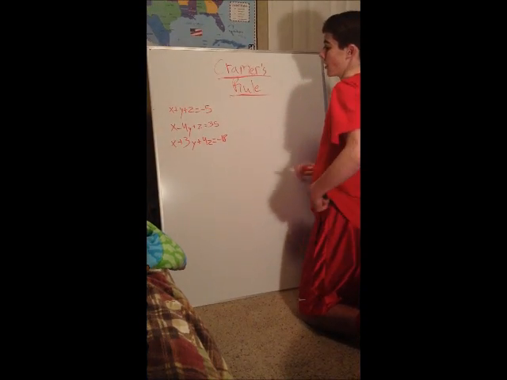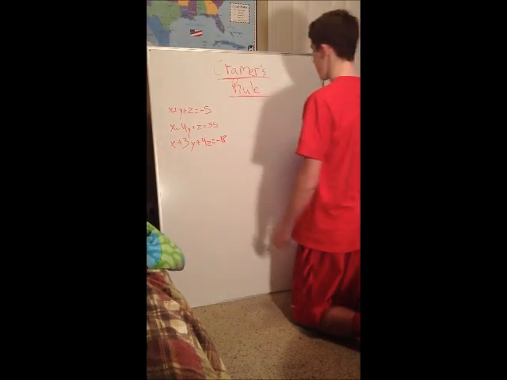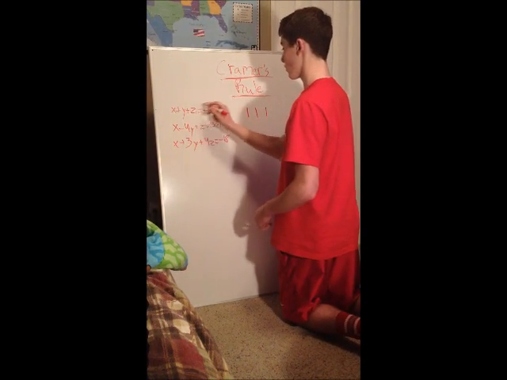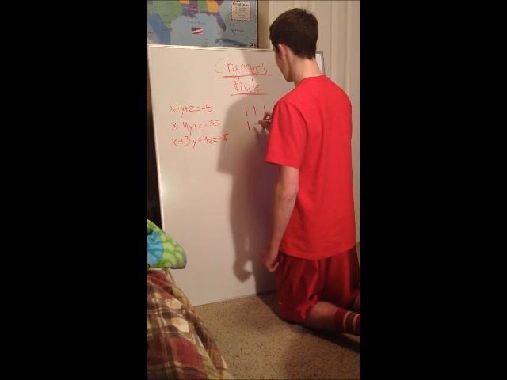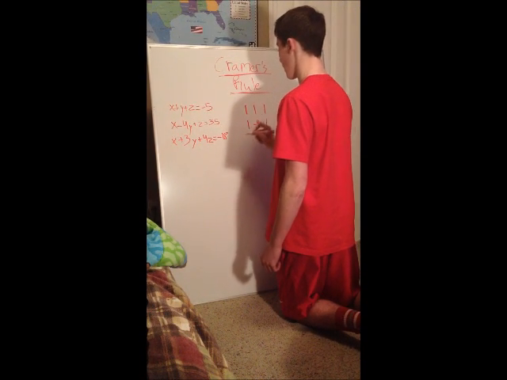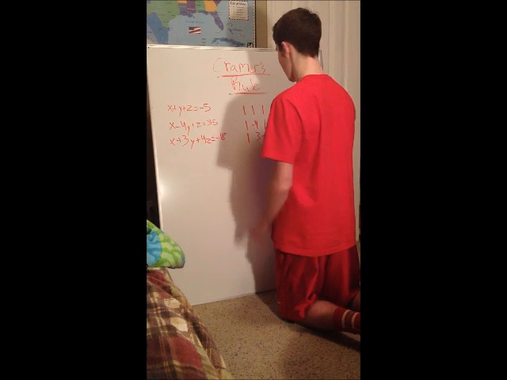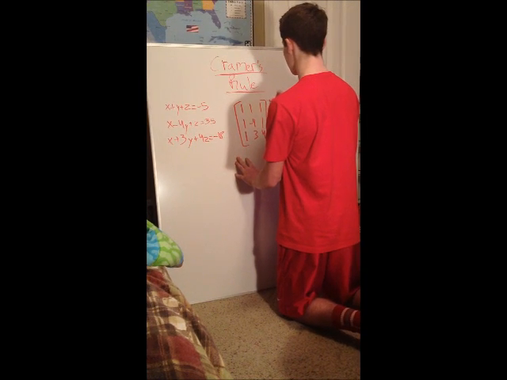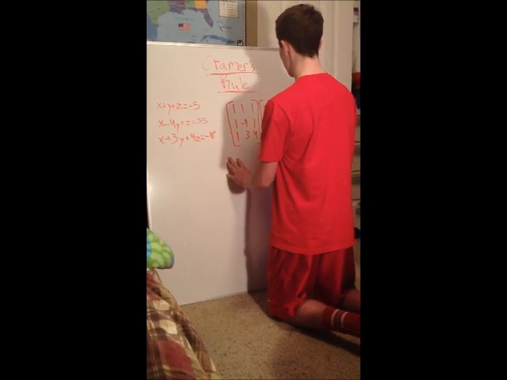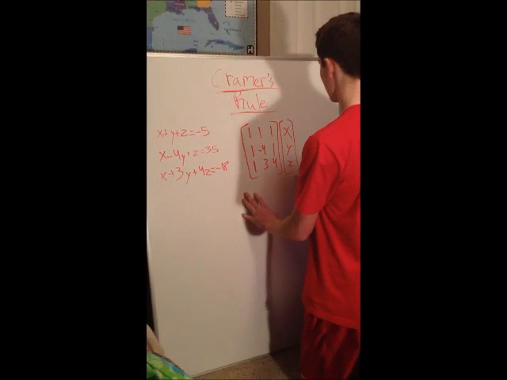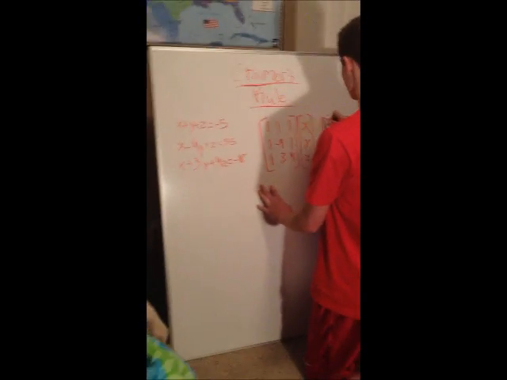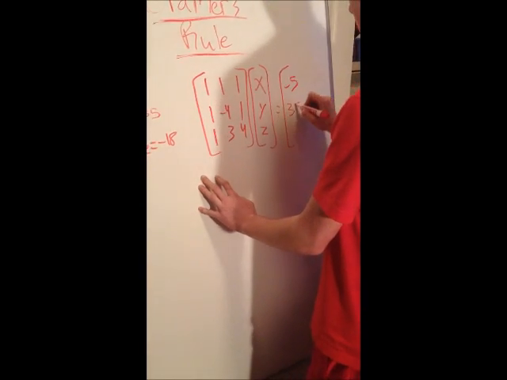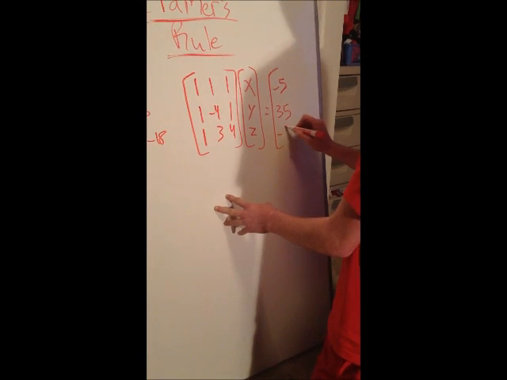So first of all, you're going to end up putting these coefficients into a matrix C to help you solve. So you're going to get 1, 1, 1 for the first equation. You're going to get 1, -4, 1. And you're going to get 1, 3, 4. So that is your first coefficient matrix C. And then obviously you have x, y, z. And you have your answers, which are -5, 35, and -18.